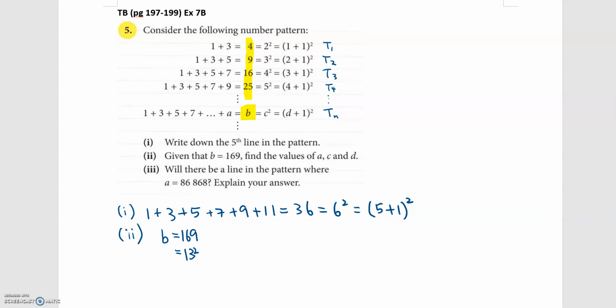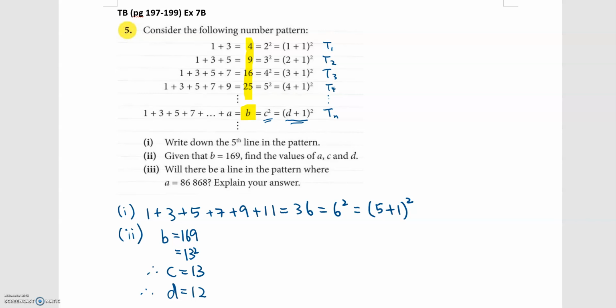Okay, so how do I relate to the other values here? So C here, for example, is equals to 13 because C square is equals to B. So I conclude that C is 13. Then this will lead me to D because D plus 1 will give me C. So therefore, D is just 12 because D is 1 less than C. Then let's work backwards to find A.